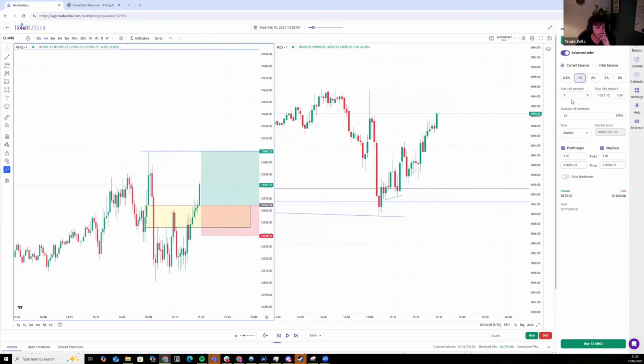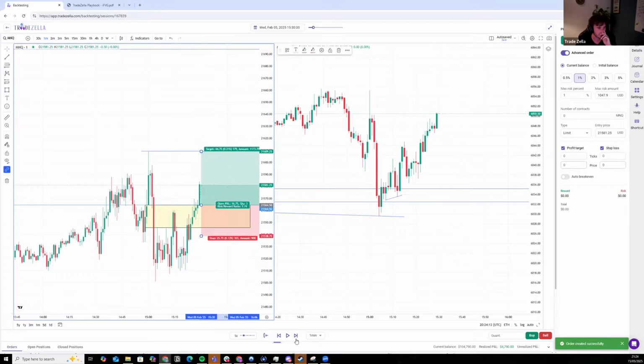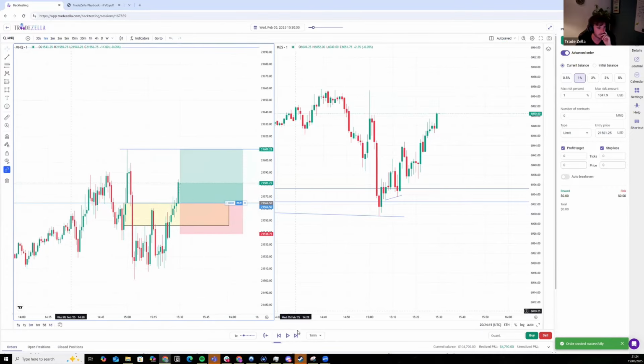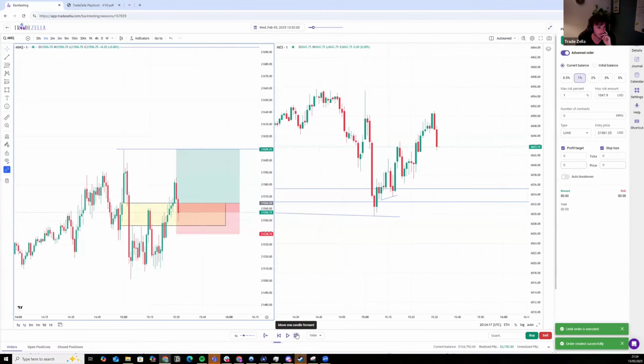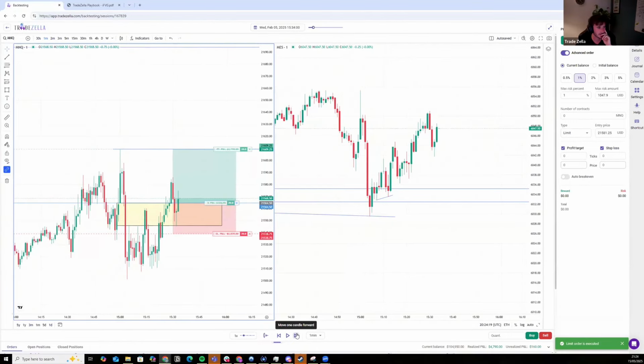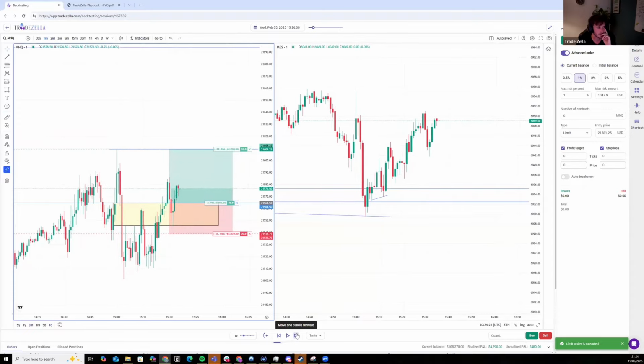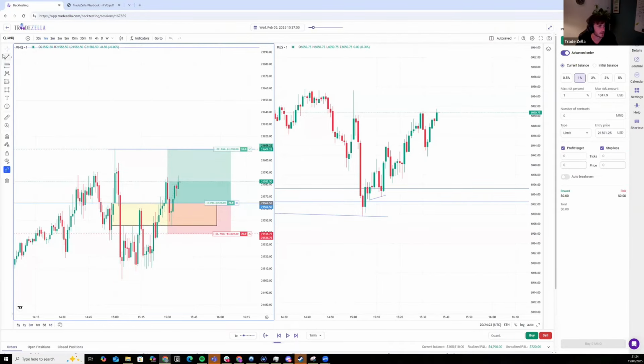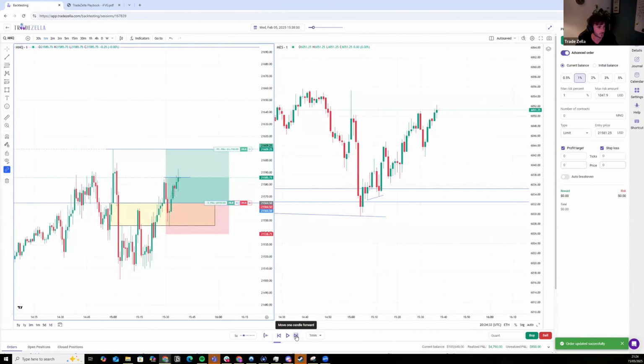So let's see if we can get pulled back into it. I'm not sold, to be honest, that we will, but we'll try it anyway. So is our limit placed? Yes. Okay, so we do get a pullback in, and we start to push away. We take out this internal high, so that's been taken. Now we just go break even. Regardless of anything, we're just protecting capital.